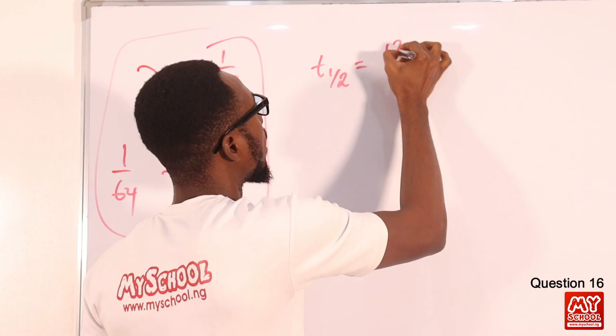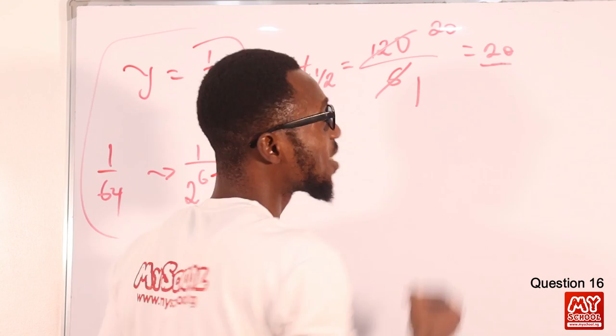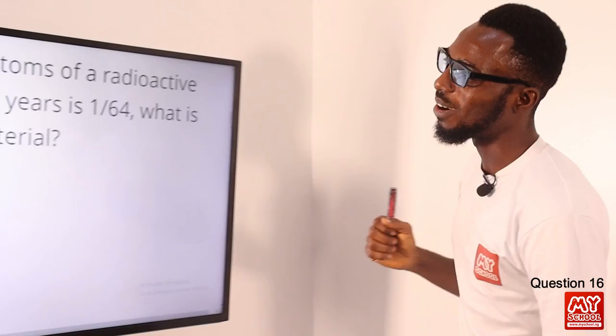So we have 120 over 6, which is 20 years. Let's go back to the screen to get the option with the correct value. We have that in option B. So option B is the right option.